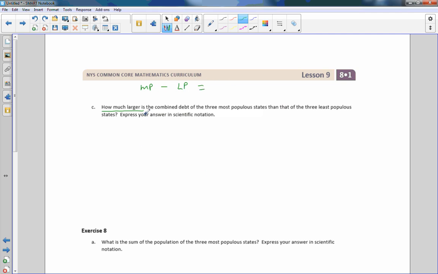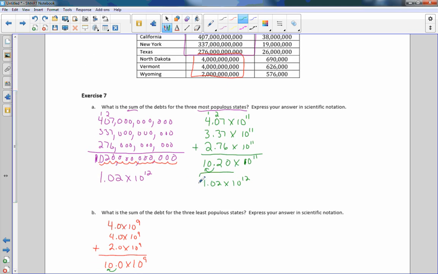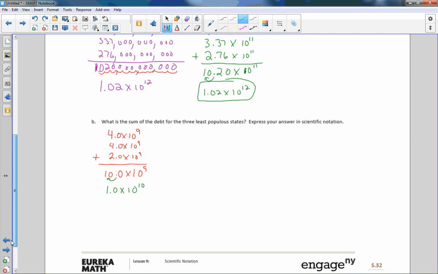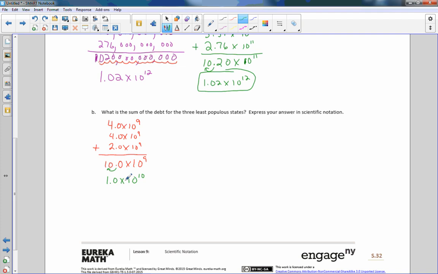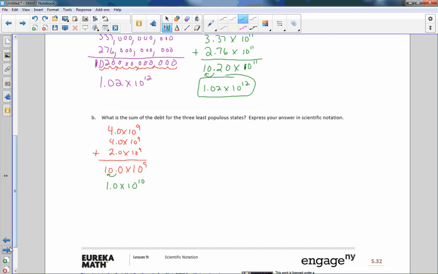It's a difference problem. So when I go back, I'm just going to use my scientific notation answers, which is 1.02 times 10 to the 12. So I'm going to write 1.02 times 10 to the 12th power. And then I'm going to take the least populous, 1.0 times 10 to the 10th. So that's going to be minus 1.0, and I'm going to add another 0 so we have the same number of digits here, times 10 to the 10th. I want to just make sure that was a 10. I think it was. Yes, 10 to the 10th.